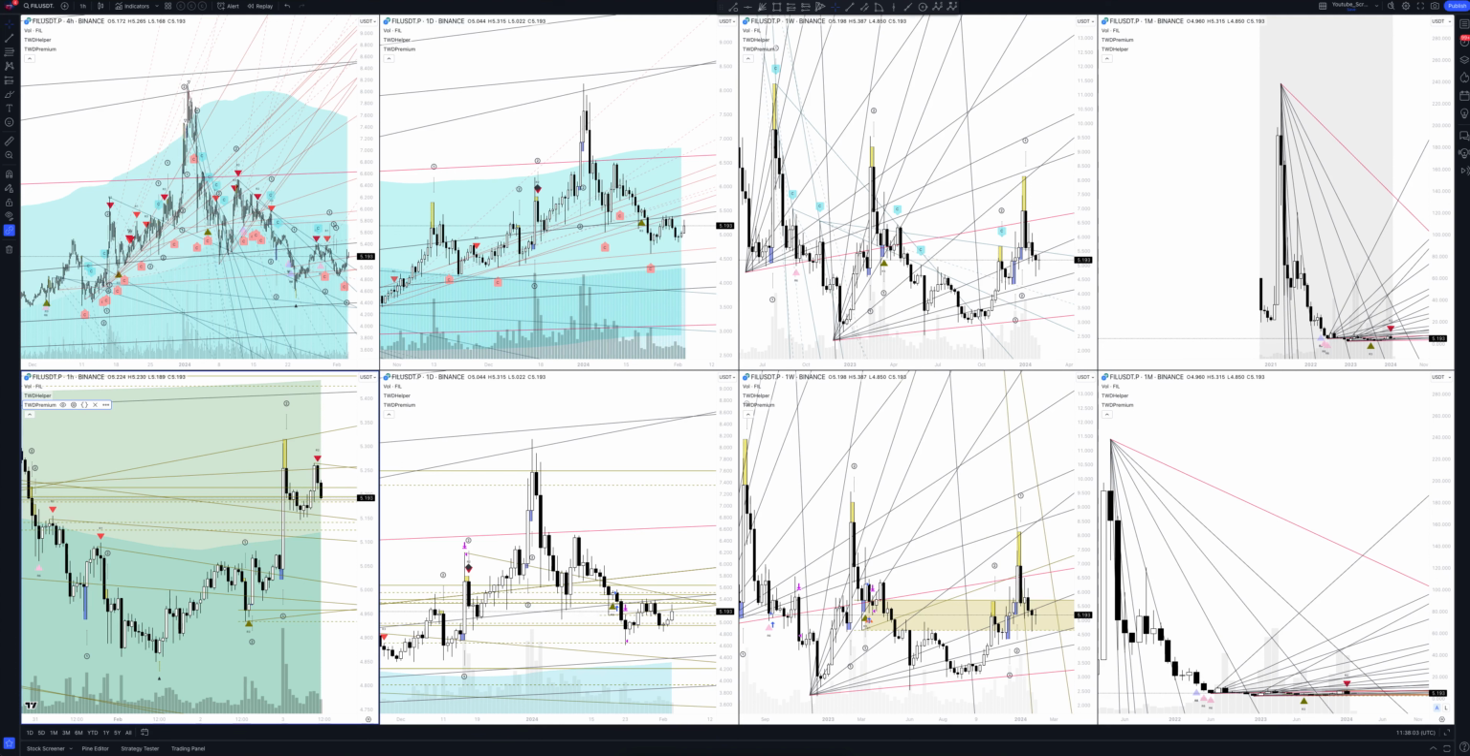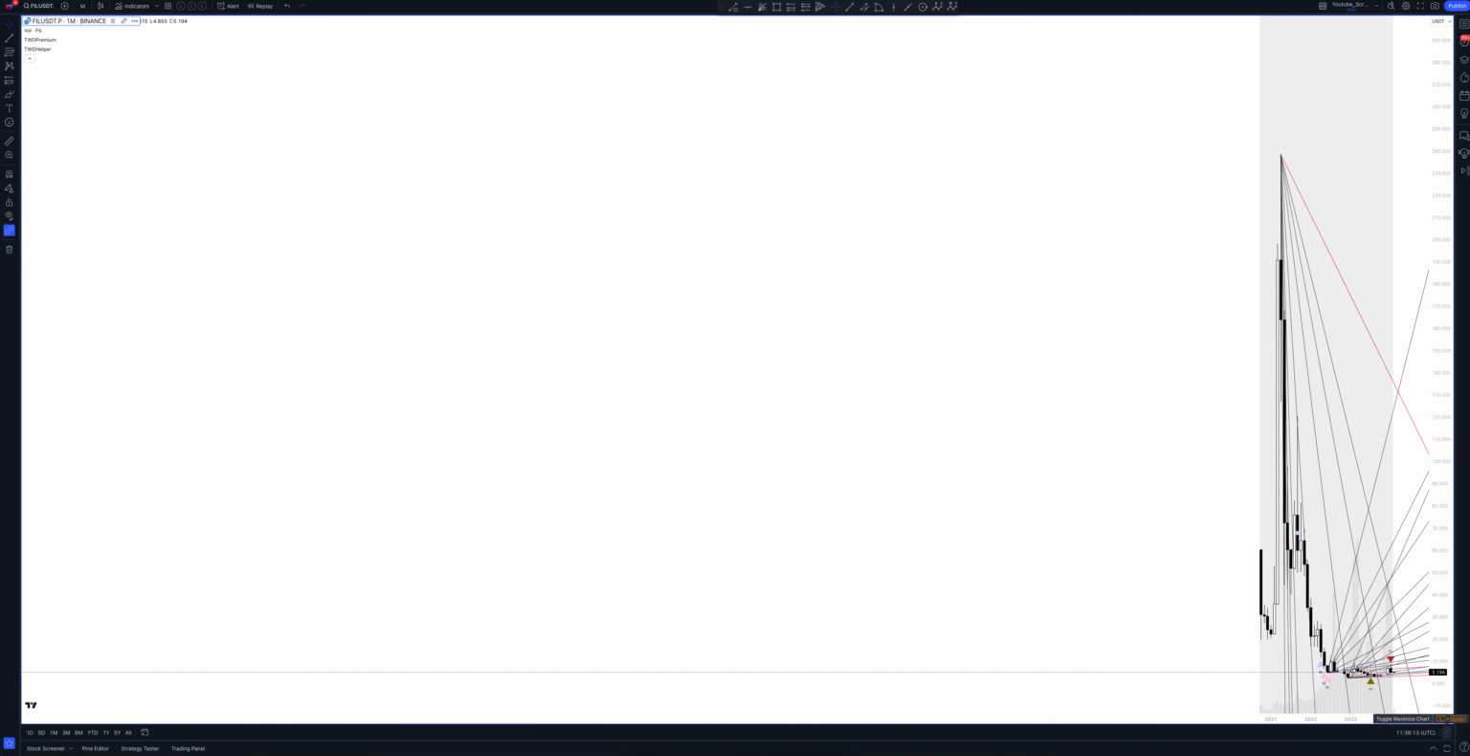Today we will take a look at Filecoin cryptocurrency. Let's analyze the market situation and find out how you can make money on it. Let's start. We always start our analysis from the global market.